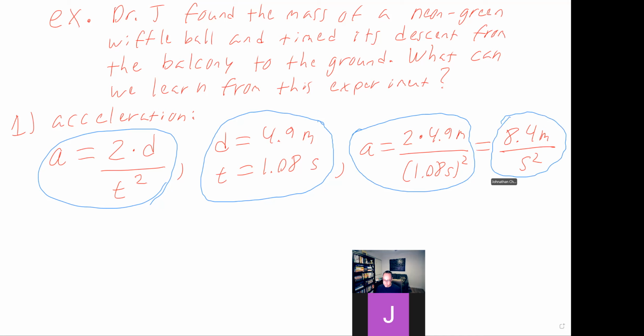That's our acceleration. So my little wiffle ball was accelerating at 8.4 meters per second squared. Go ahead and get this example into your notes. It'll be very helpful as you perform your calculations, and then we'll look at the second calculation.